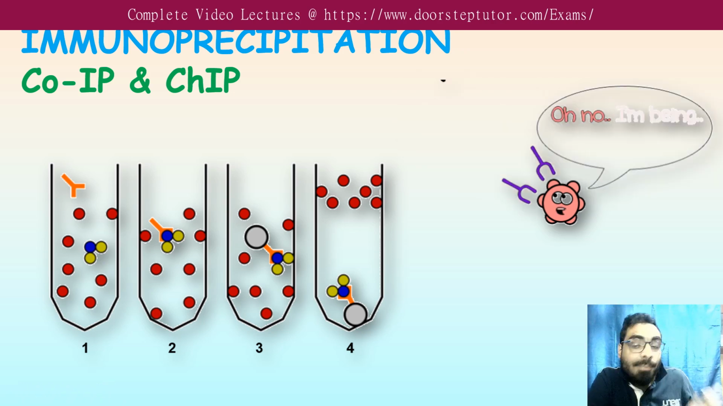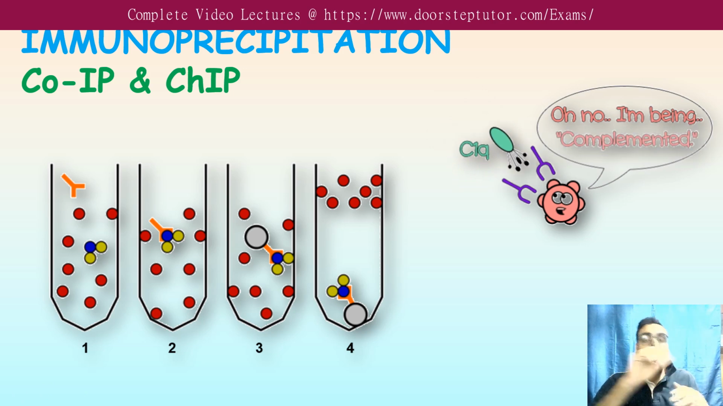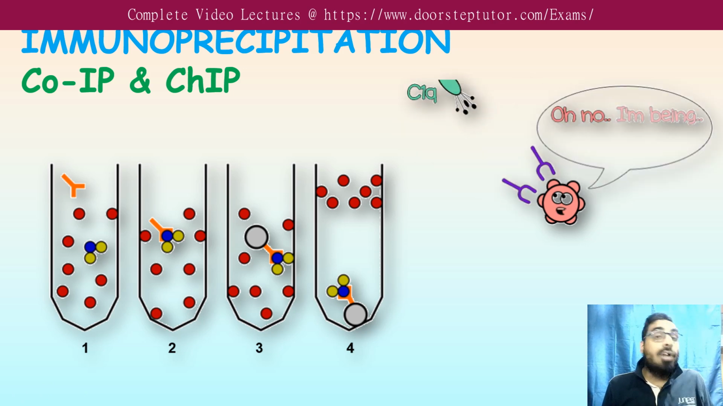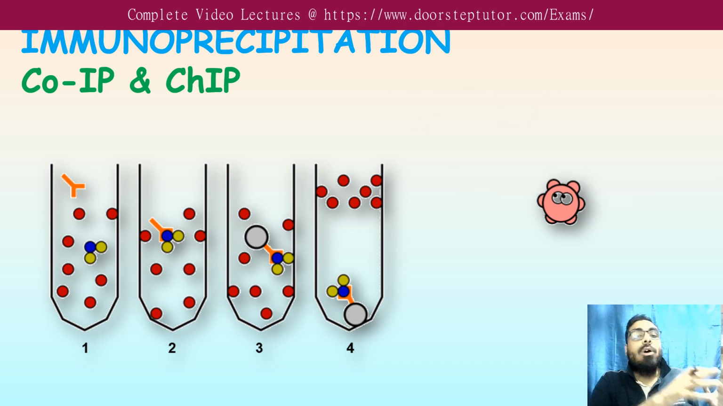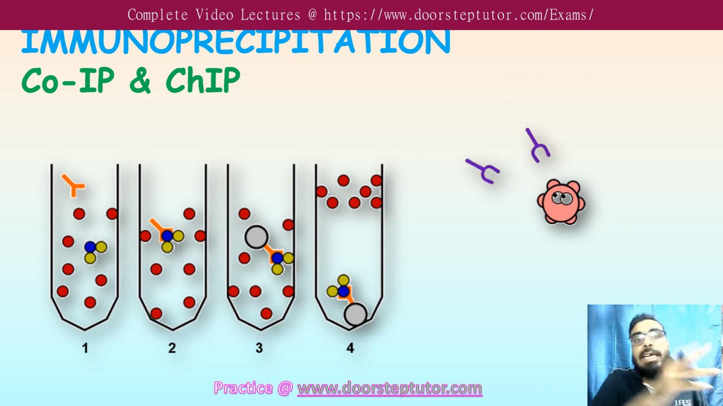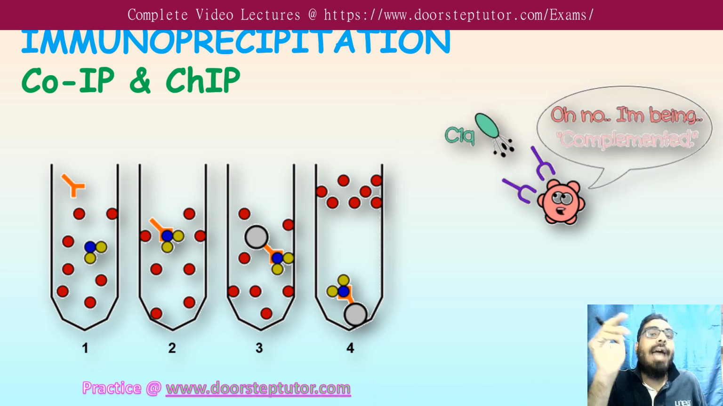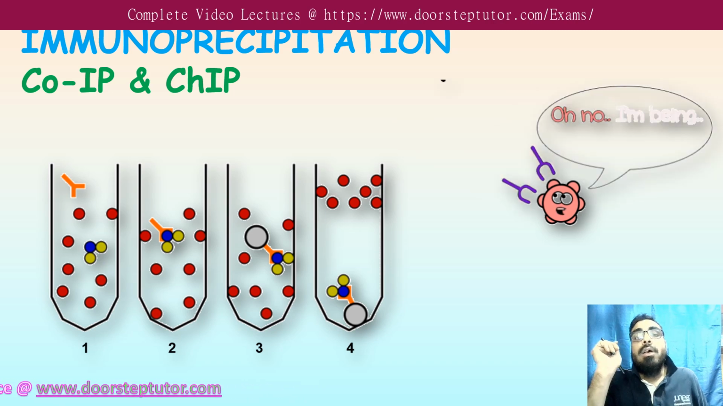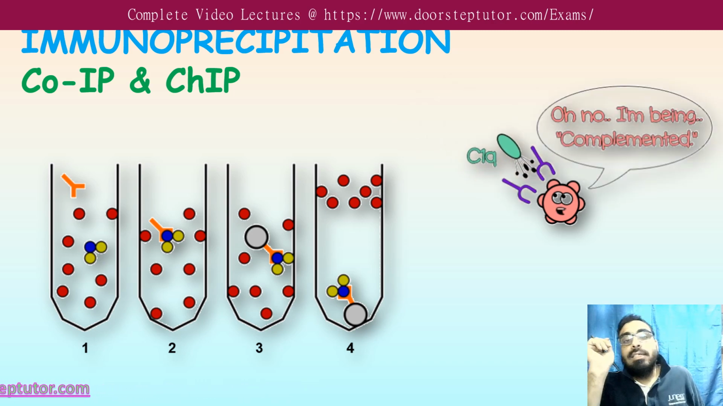Now, immunoprecipitation is also there, but we're not going to discuss it separately because it is already covered in chromatin immunoprecipitation. Yes, ChIP, Co-IP and immunoprecipitation. So please try to understand this concept.